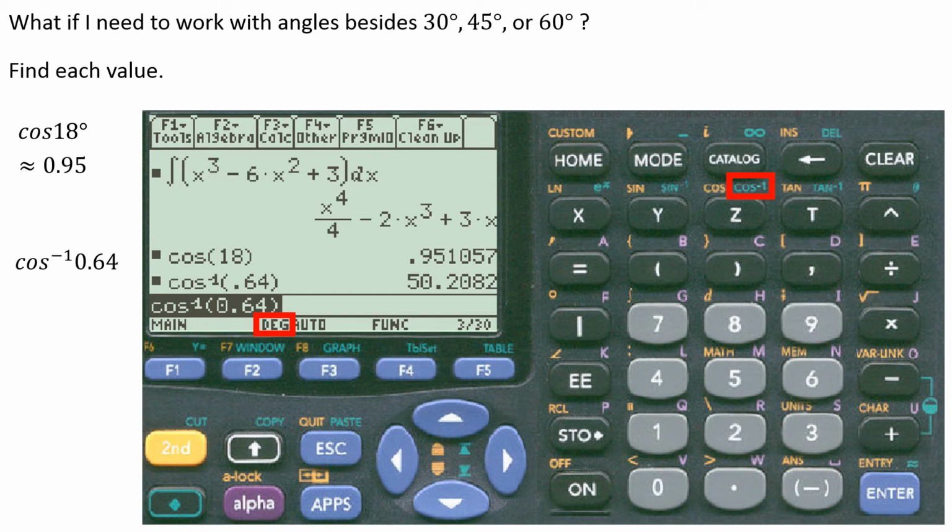If you have a cosine button on your calculator, inverse cosine is usually the secondary feature. Notice on the calculator I'm using, that Z button has cosine as the secondary feature, inverse cosine as the third feature. And it's just a little bit more than 50 degrees. So I'd say, hey, let's round it off about 50.2 degrees.